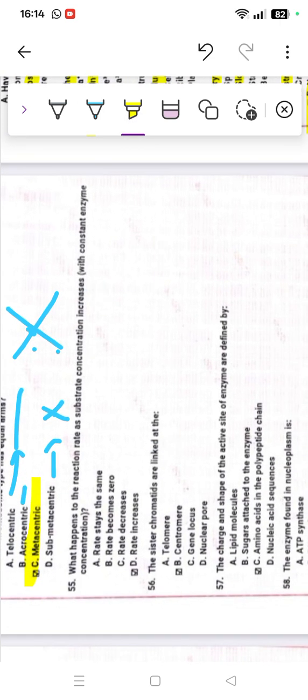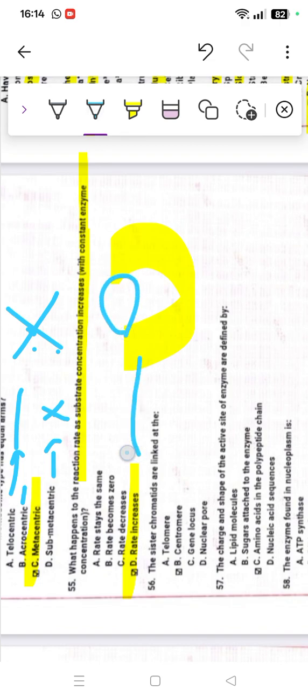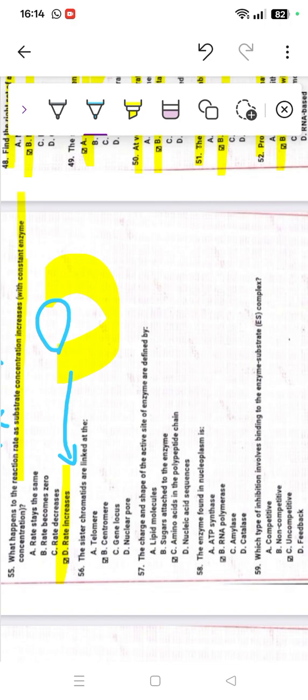What happens to the reaction rate as substrate concentration increases? The rate increases as well, because the substrate concentration is increasing with constant enzyme. This means substrate is provided and enzymes are also provided, so the rate increases. None of them is going to be limited at that region.